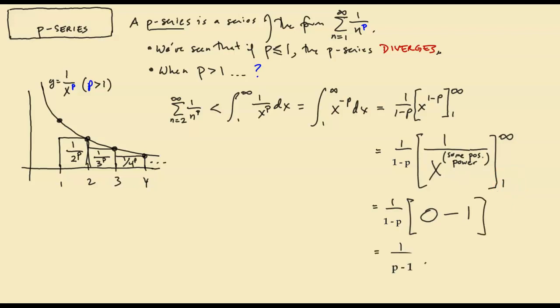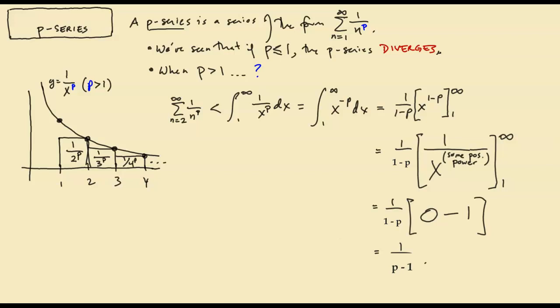So what may I conclude? The sum of the p series for any p greater than 1 is going to be less than this finite value. That's not going to be the sum of it, but the p series will be less than it. So the p series is finite. So the p series converges. What it converges to, I don't know, but I know that it converges.